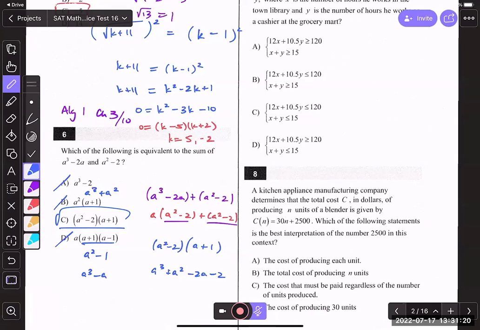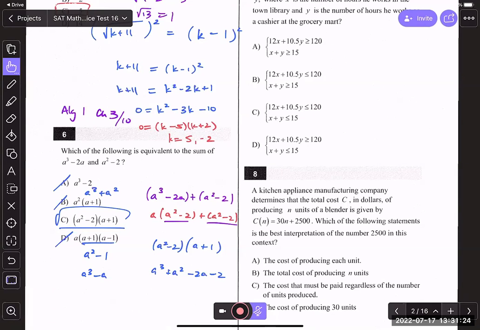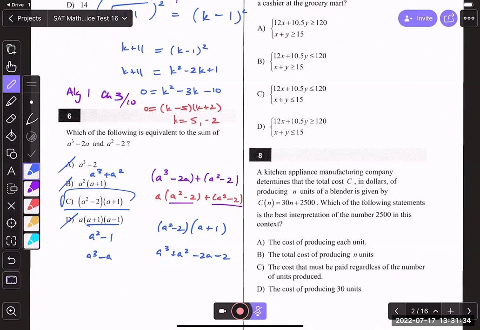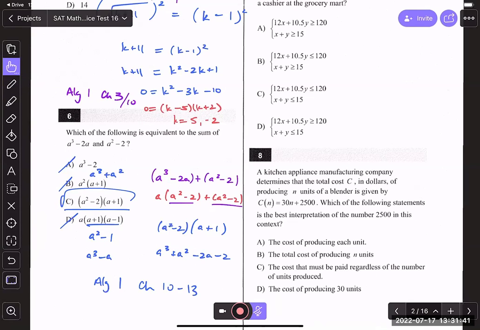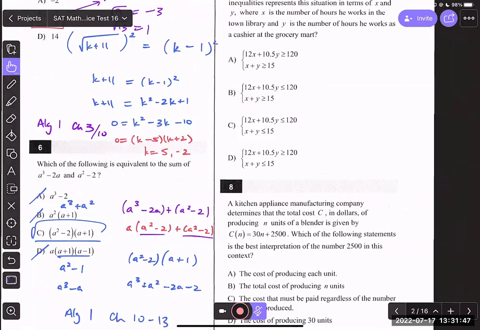And yeah, so this is something that you see a lot of in, I want to say, Algebra 1, chapter 10, chapter 13, chapter 11, something along those lines. So Algebra 1, chapter, I'll just say 10 through 13 in a sense. You kind of mix a lot of topics here. All those topics are very similar. So that's where this comes from.